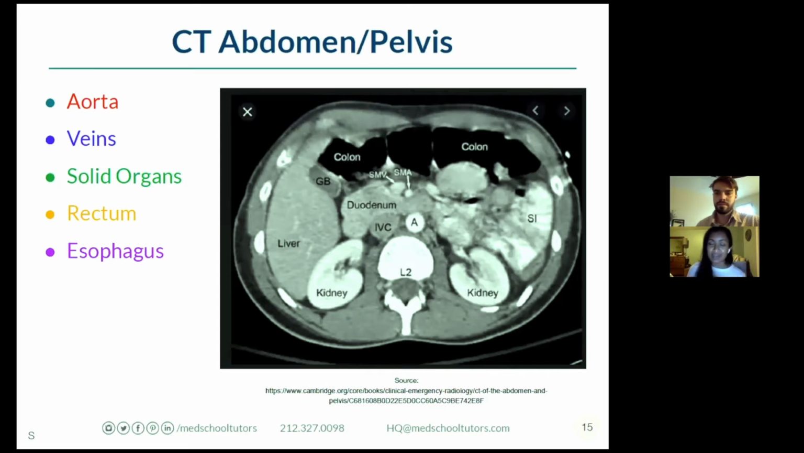I want to reassure you that I had no idea what any of this looked like before a year ago, and it's very quick and you can pick it up too.